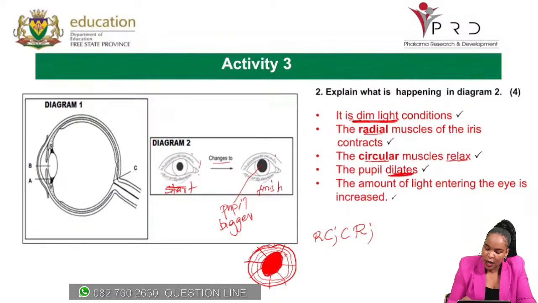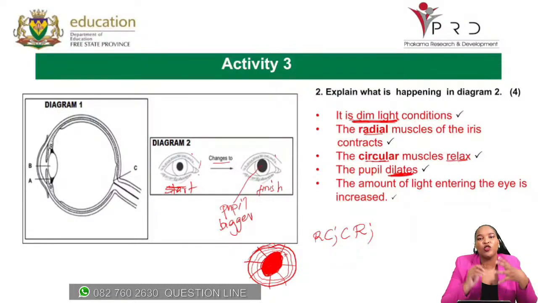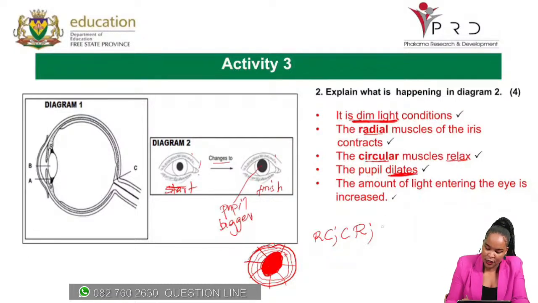Please learn to use this word because this means the pupil is going to become bigger. But we don't want you to use those terminology. We would like for you to use the correct terminology. So the pupil is going to dilate.